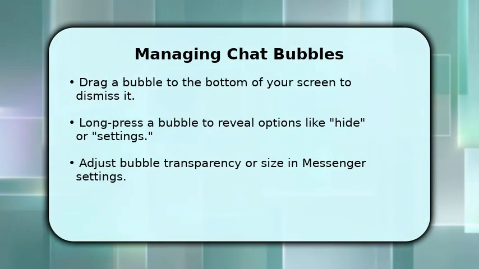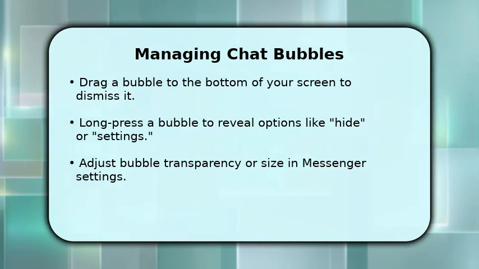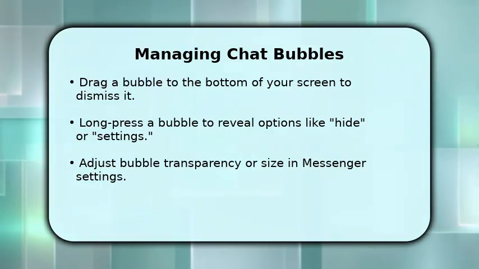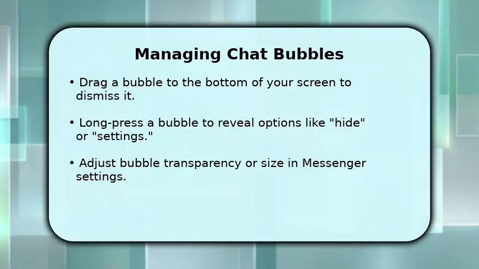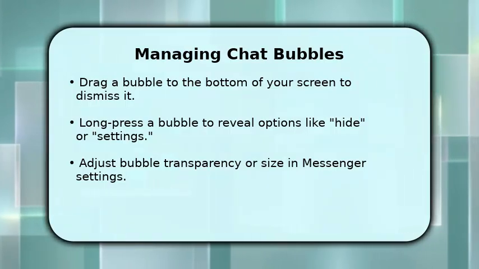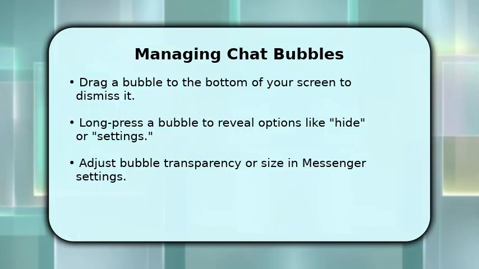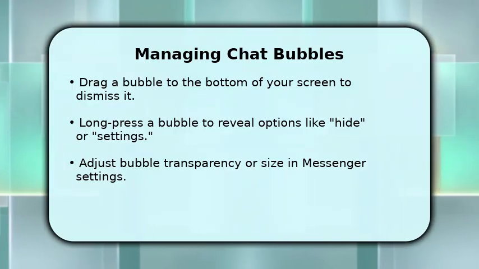Managing your chat bubbles is straightforward. If you want to close a bubble, just drag it to the X icon that appears at the bottom of your screen. For more options, long press on any bubble to bring up a menu where you can hide it temporarily or access specific settings. You can also customize aspects like bubble transparency or size directly within your Messenger application settings, tailoring them to your preference for a better user experience.